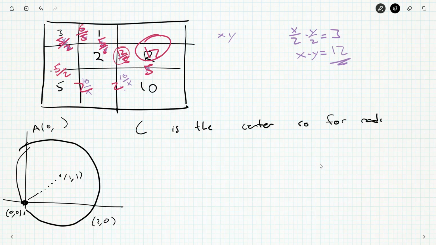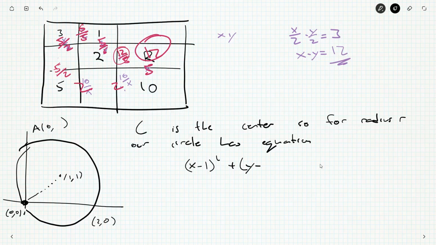So for radius r, our circle has equation x minus 1 squared plus y minus 1 squared, you just subtract off the corresponding coordinate from the center, is equal to r squared. 0, 0 is on the circle. So that means it satisfies the equation.